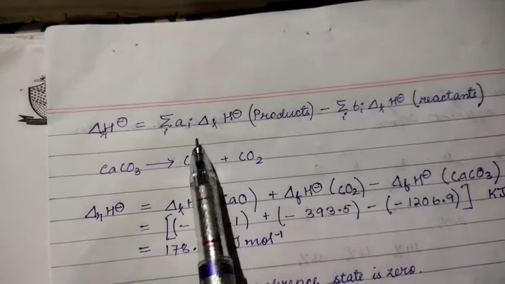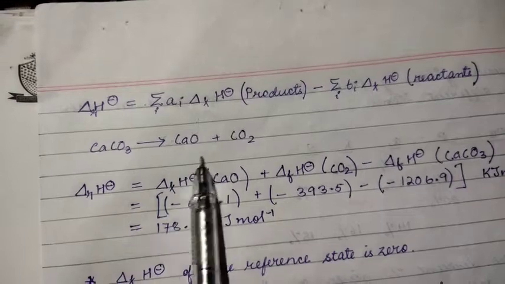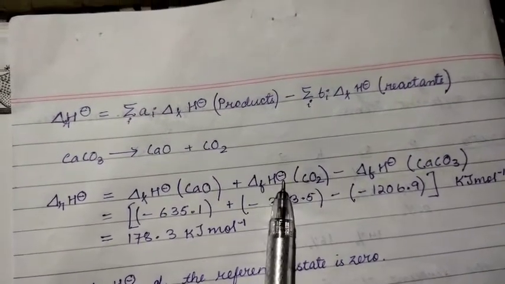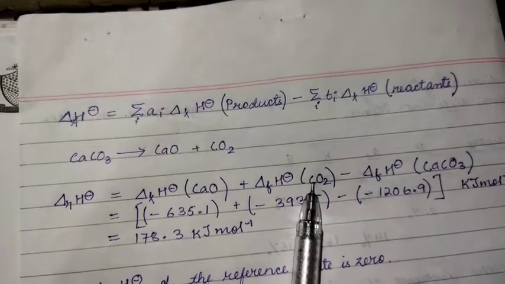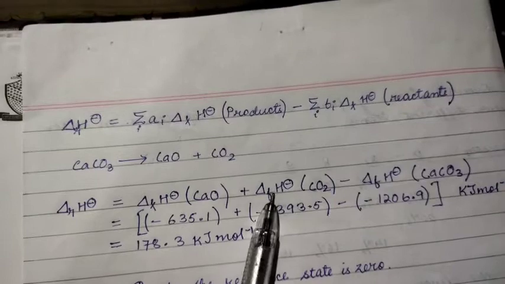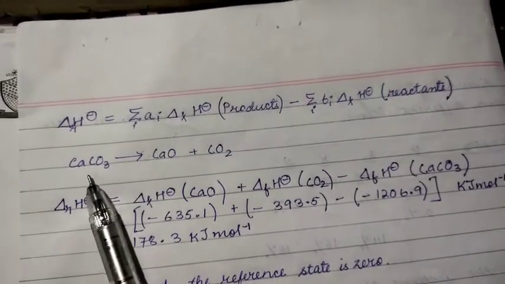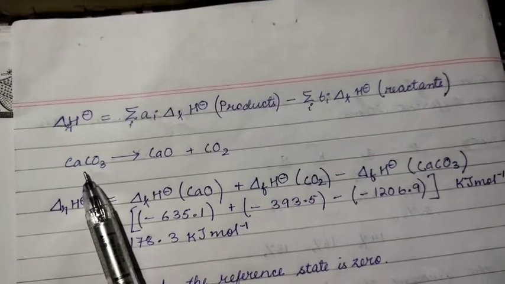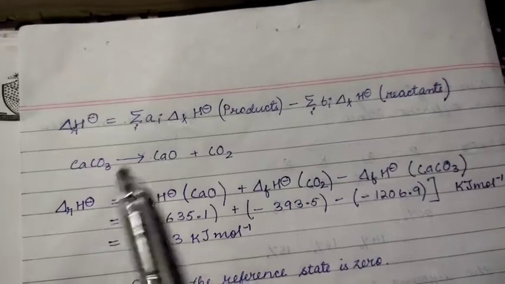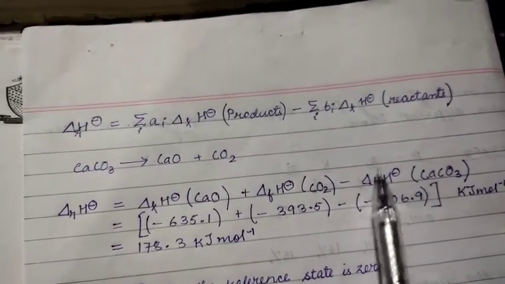Delta H f, formation. So here this is the change in enthalpy of calcium oxide and this is the change in enthalpy of carbon dioxide. So we have the summation of the enthalpies of the two products minus the enthalpy of the reactant. Only one reactant is there, so we don't have to add it. We don't have any other value except the enthalpy of calcium carbonate. So we have to subtract the reactant side.